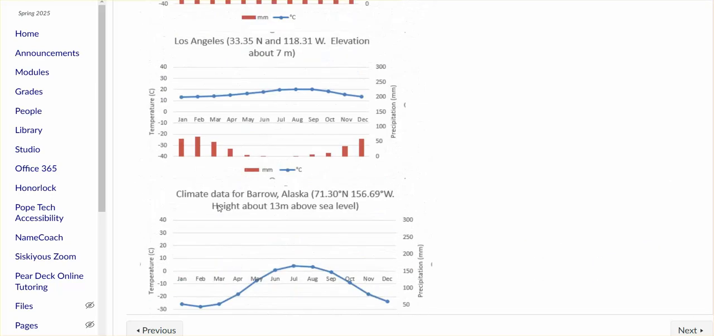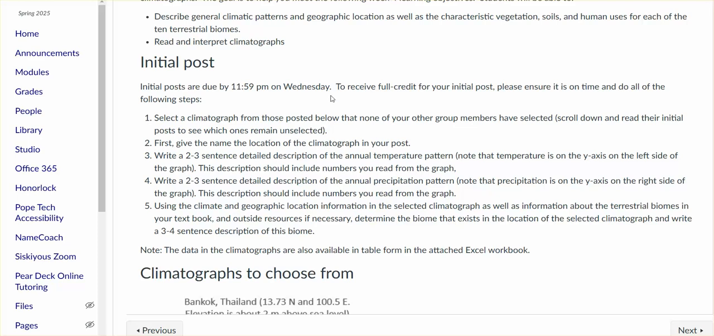So in your initial post specifically, I want you to choose a climatograph, one that none of your other group members have selected. There should be 5 people in your group. There's 5 climatographs, so this should work out. Give us the name and location of your climatograph. Write a detailed description of the climate data that you have. So what's the temperature pattern? And I want this to be pretty detailed. Your description should include numbers that you read from the graph. That's going to show me that you know how to read these graphs, because you're going to see something like this on your first exam. So I want to know that you know how to read the graph.